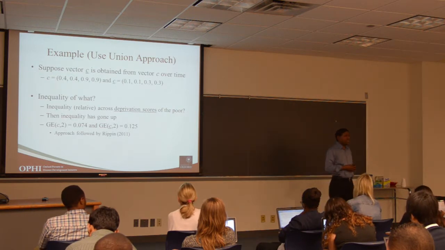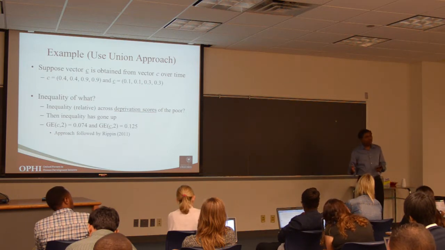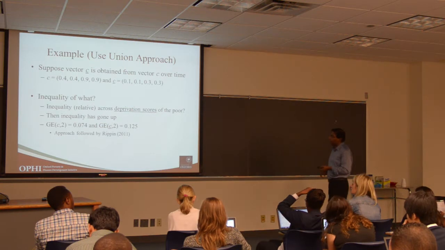The claim was that inequality among the poor was three times larger than that of inequality among the poor in Bihar. And I found it really hard to get that claim. In theory, you could do that with an inequality measure, but I found it pretty difficult to get. Anyway, this is an example from there.